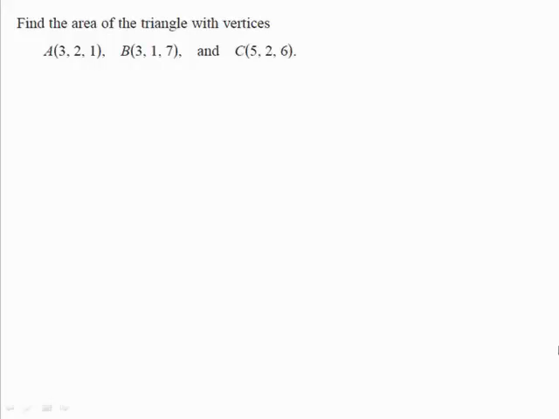Find the area of the triangle with vertices A, the ordered triple 3, 2, 1, B, the ordered triple 3, 1, 7, and C, the ordered triple 5, 2, 6. First, find the vectors AB and AC. AB equals the vector negative j plus 6k, and AC equals the vector 2i plus 5k.